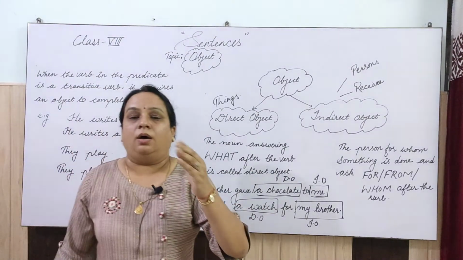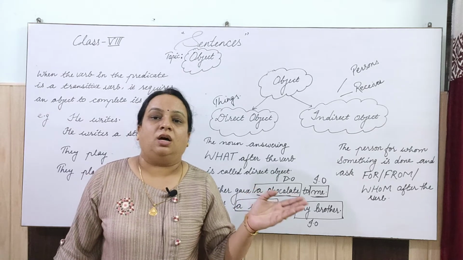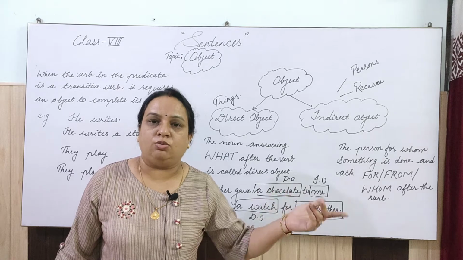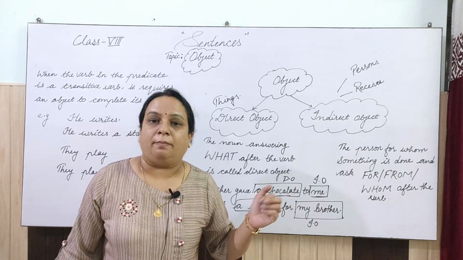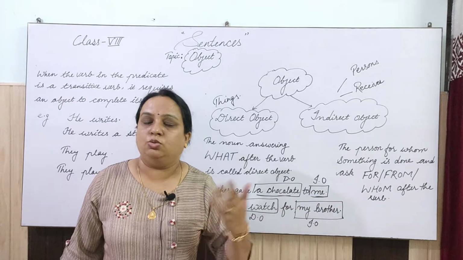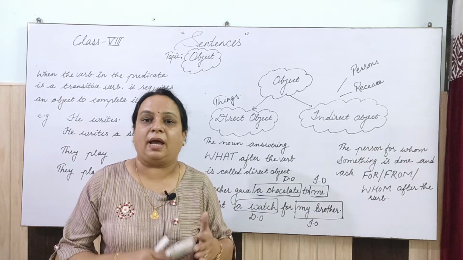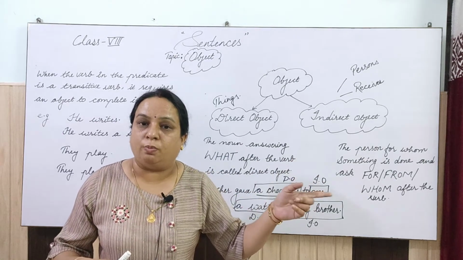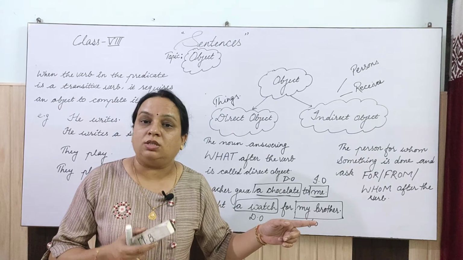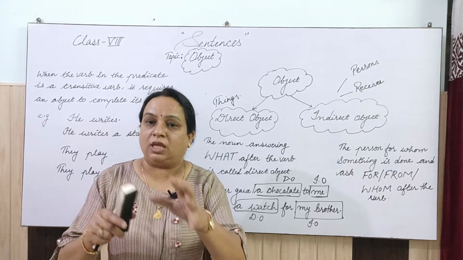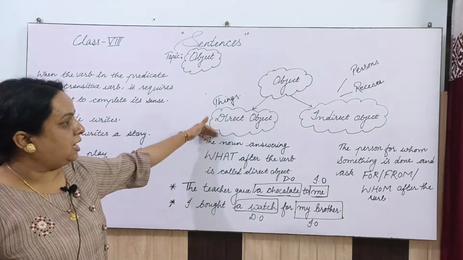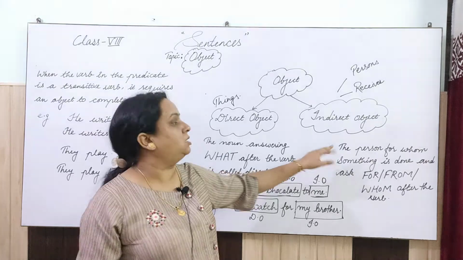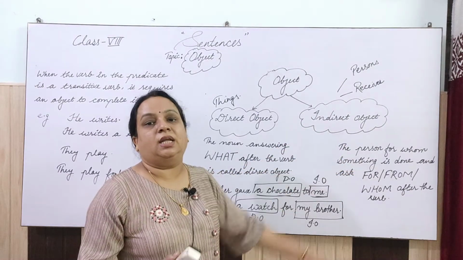Suppose my mother gave me a toffee. Or not me, you can do him. Okay, my mother gave him my dress. You just take this example. My mother gave him my dress. So him is what? Who? Person. So he gets what? My dress. So my dress is what? Thing, right? So thing is direct object, and him, who gets that? Him is receiver, that is indirect object.